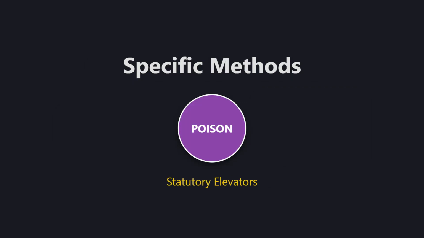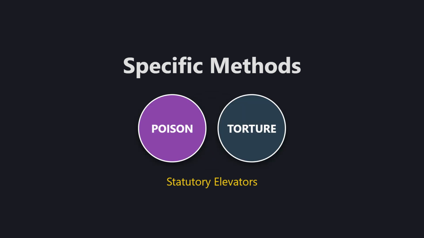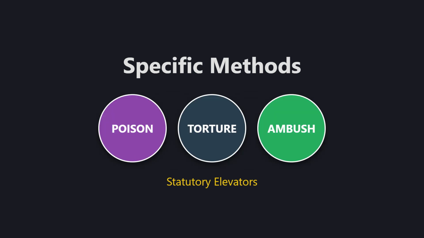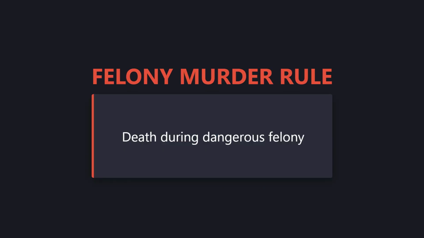Many state statutes define specific methods that automatically elevate the crime. Killing by poison, lying in wait, or torture are common examples. These statutory methods substitute for proving actual premeditation and deliberation. If the killing falls under one of these methods, it is automatically first-degree murder.